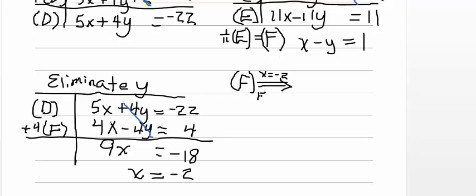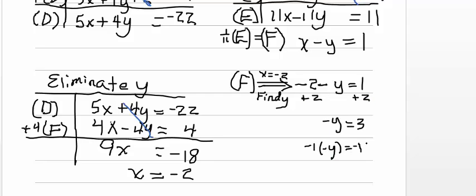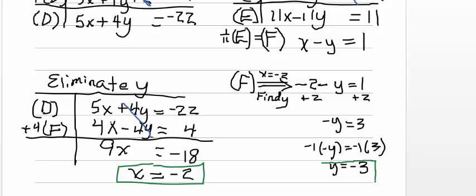So I want to use f and the fact that x is negative 2 to find y. So where I have an x, I'm going to replace that with a negative 2 in equation f. And I wind up with the fact that y is negative 3. So I have x and I also have y.